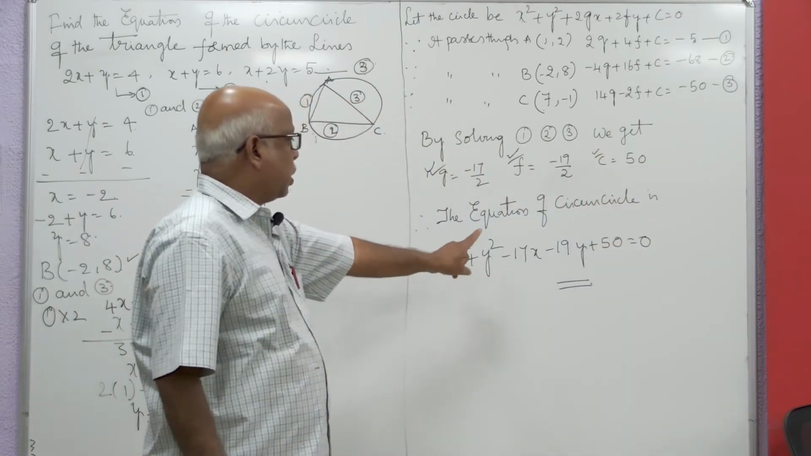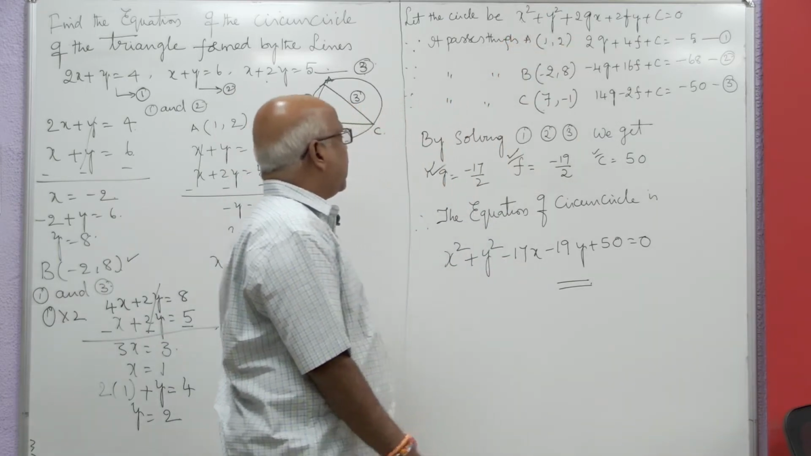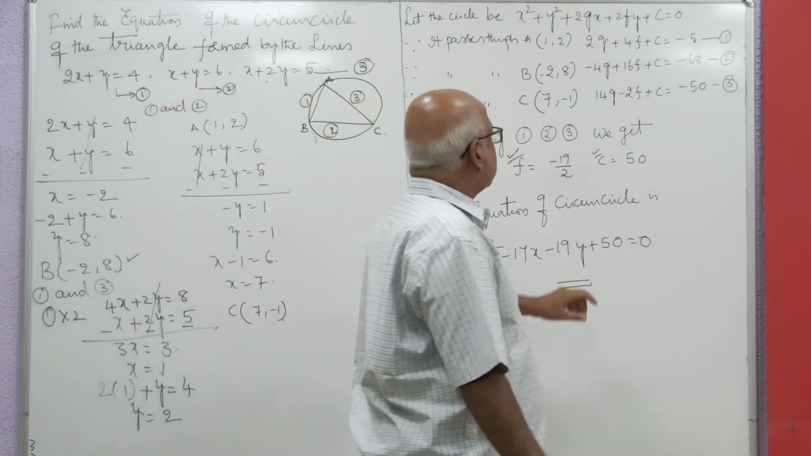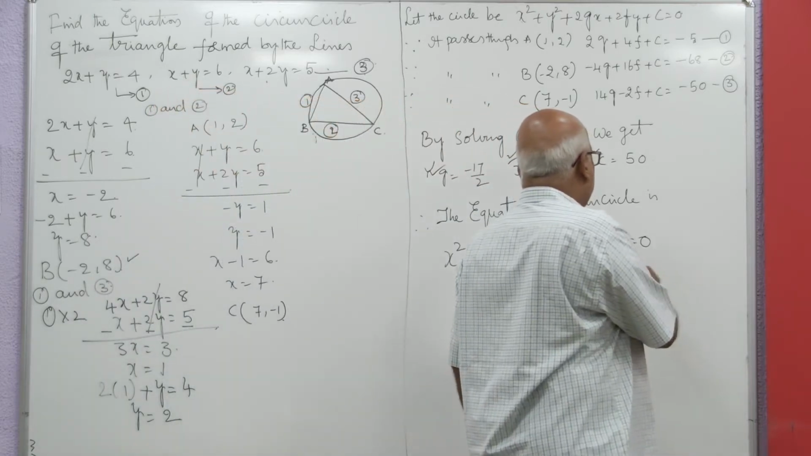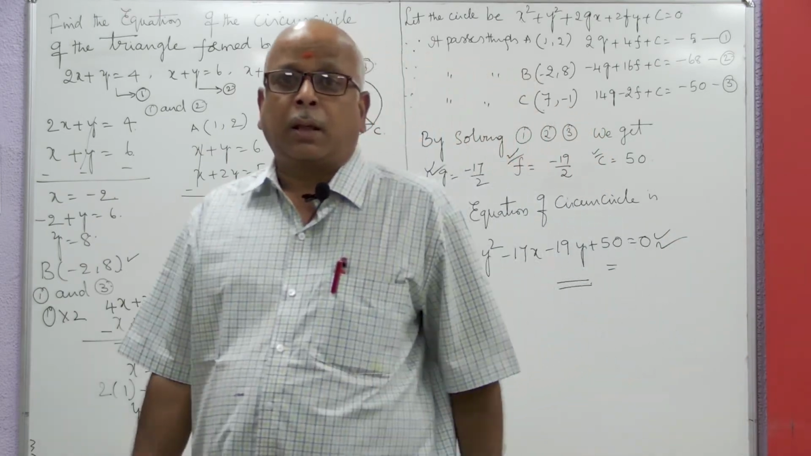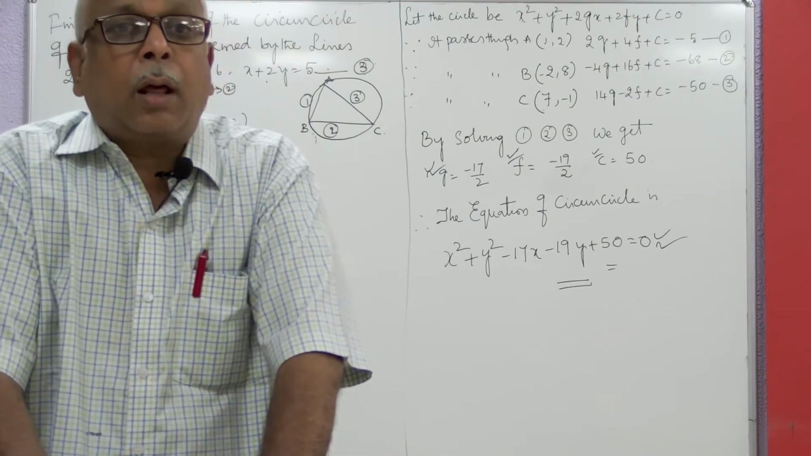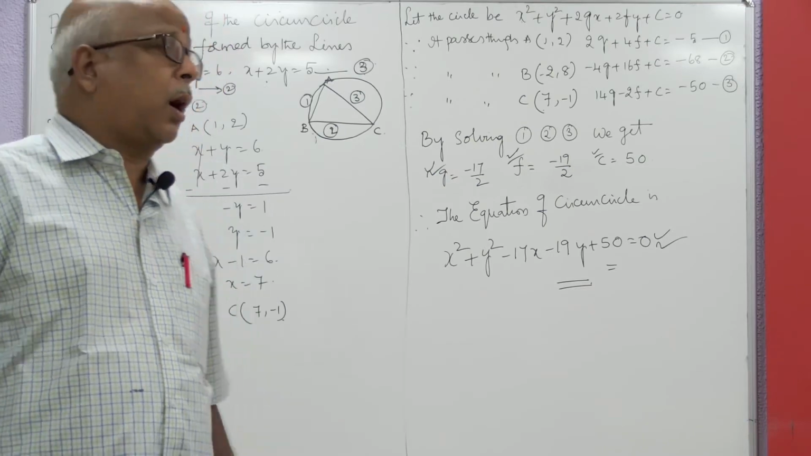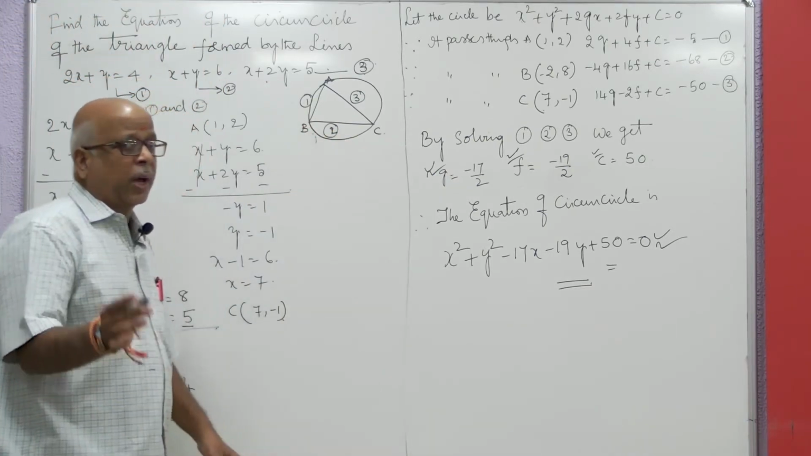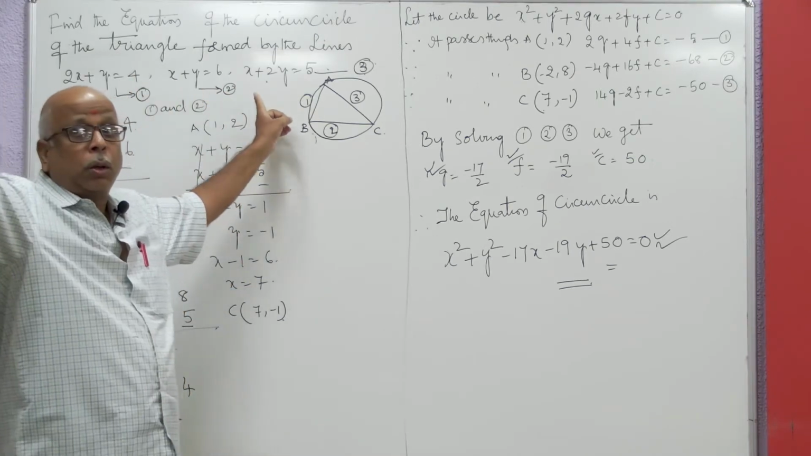Let us substitute g, f, c values in the above equation. What you will get is x square plus y square minus 17x minus 19y plus 50 equal to 0. That is the required equation of the circle, or in other words the equation of the circumcircle formed by the triangle whose sides are represented by the equations 1, 2, 3.